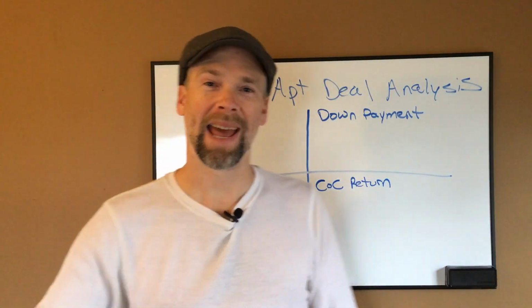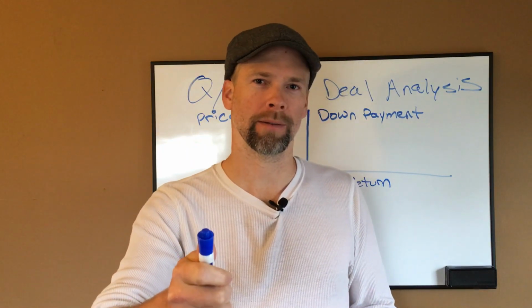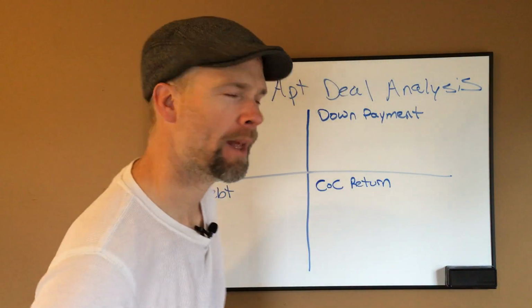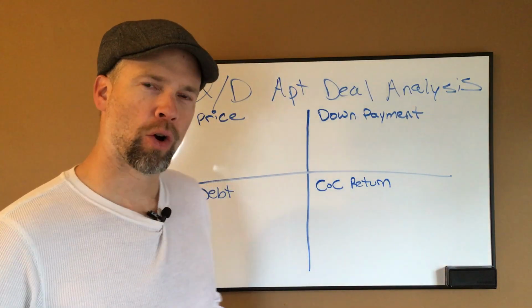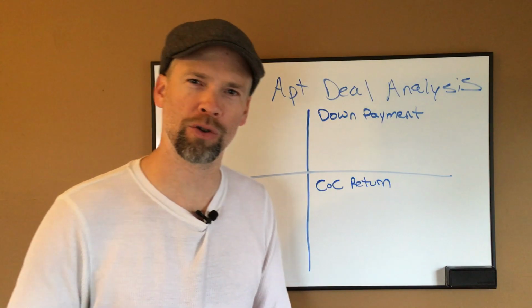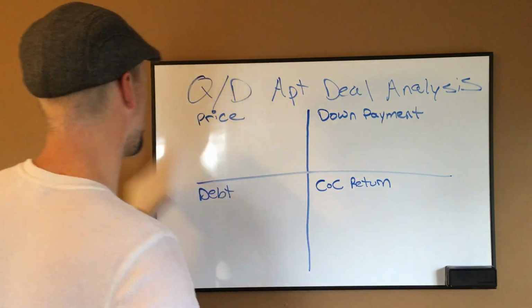So today we're going to analyze an actual deal in Salt Lake City, Utah. It's a 33 unit deal. And we're going to be using the quadrant method that I learned from Grant Cardone. Uncle G! All right, here we go. So let's analyze the deal.